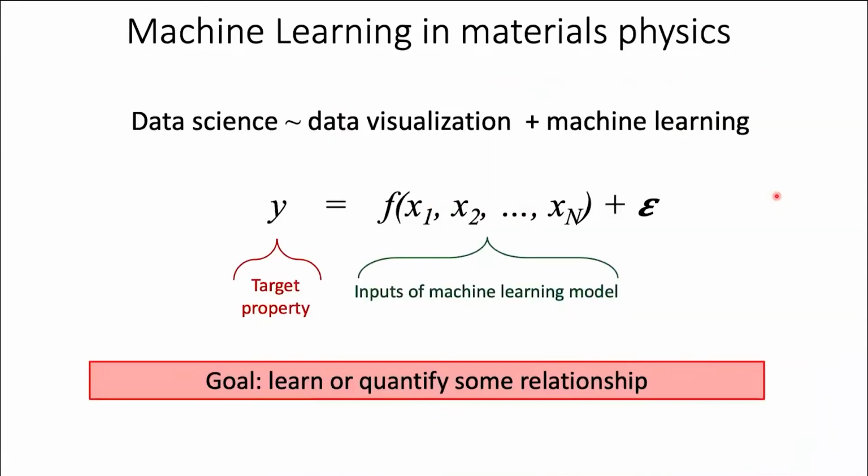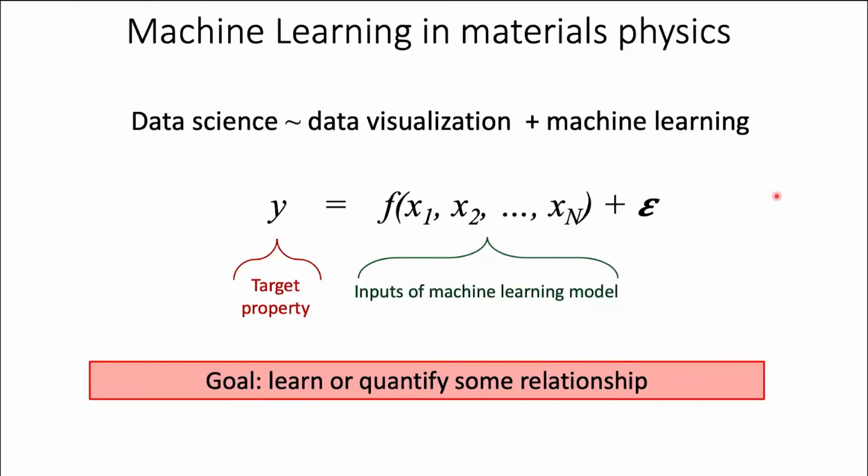Okay, so let's keep going. So what is data science in terms of machine learning? Why is it important to relate to materials physics? So data science is, as you saw before, a combination of data visualization and machine learning.